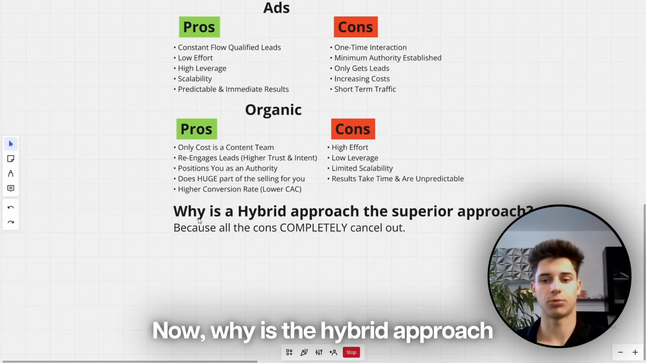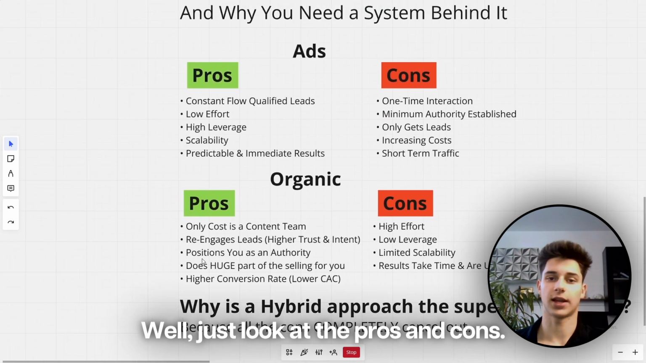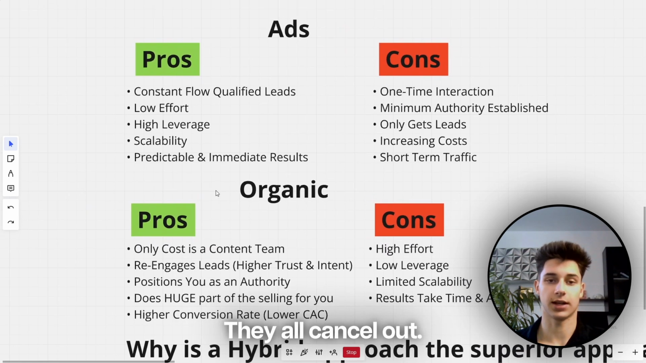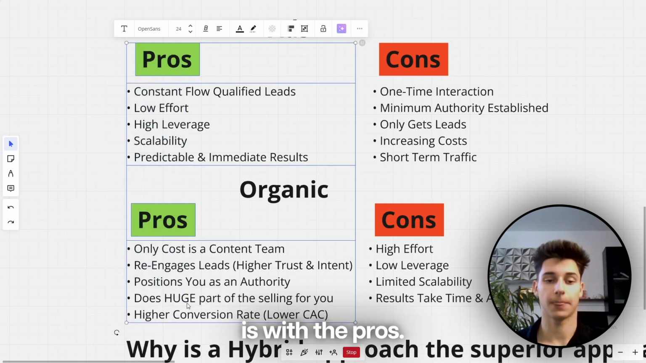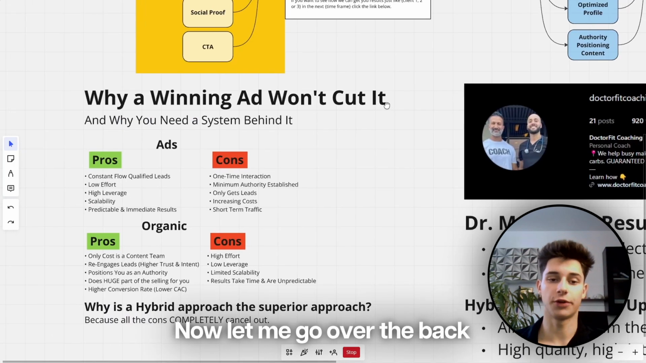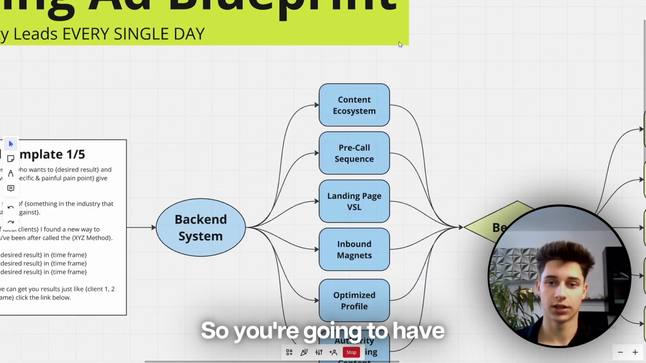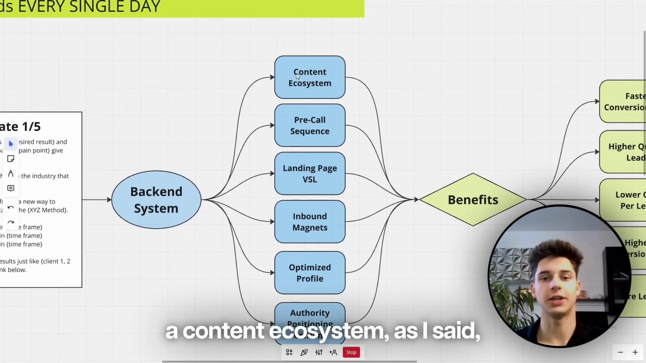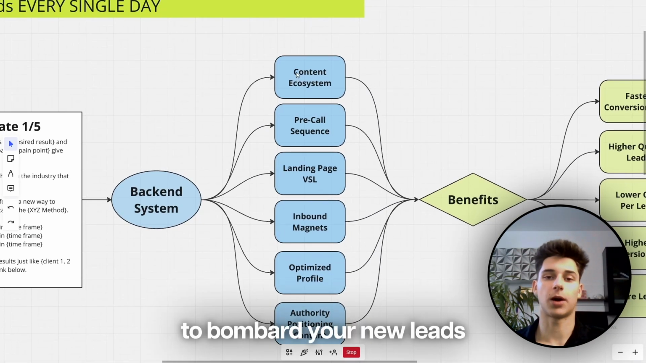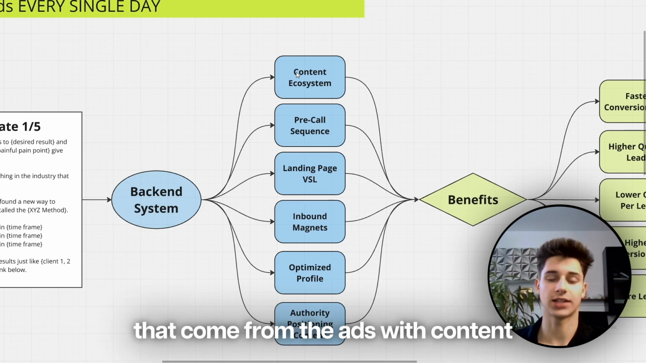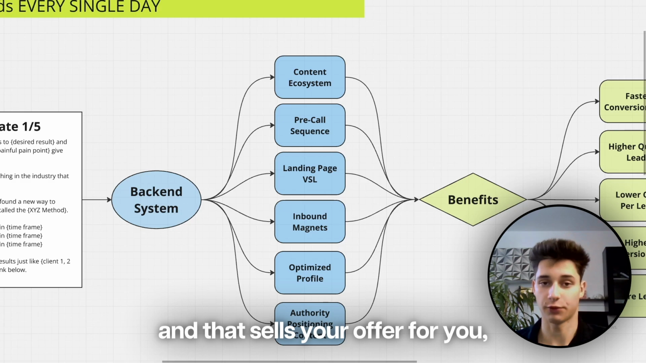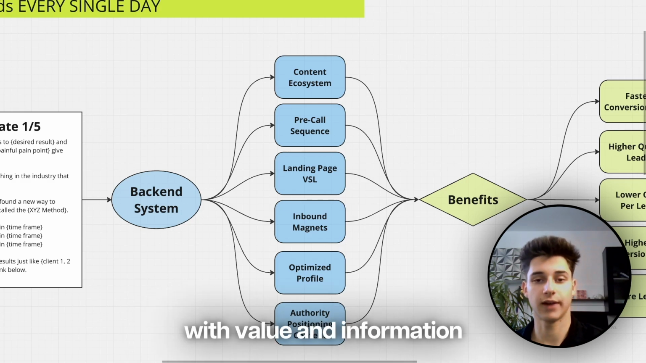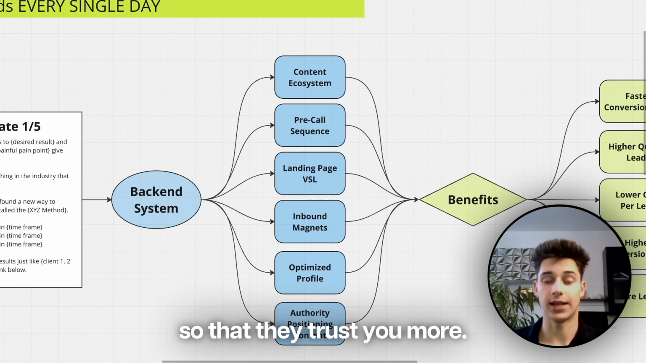Now, why is the hybrid approach the superior approach? Well, just look at the pros and cons. They all cancel out. And when you implement a hybrid approach, the only thing that you'll be left with is the pros. Now, let me go over the backend system behind it. So you're going to have a content ecosystem, as I said, to bombard your new leads that come from the ads with content that positions you as an authority and that sells your offer for you, that bombards them with value and information so that they trust you more.